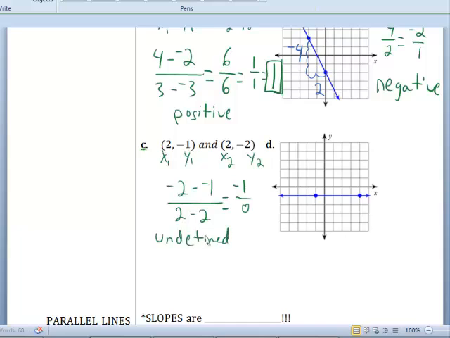All right, and we can see if we would graph this out, it would be a straight up and down line because the x coordinates are the exact same of 2. So that's just a slope of undefined. There is no slope.